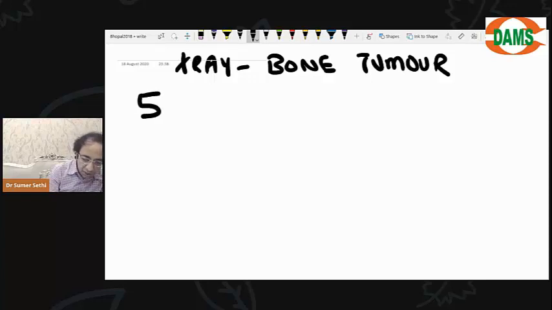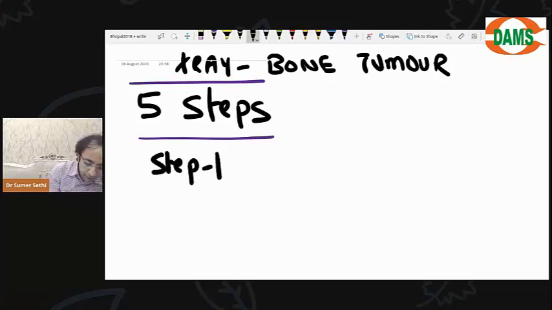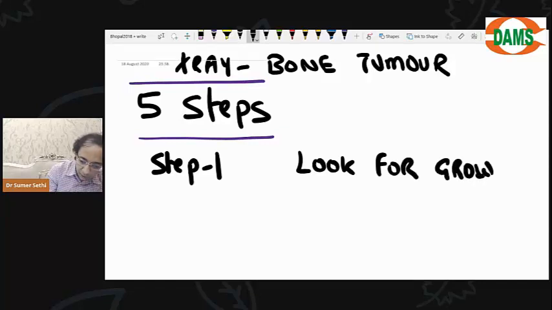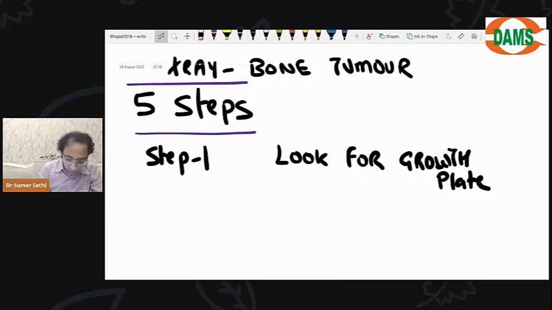There are 5 steps to look at an X-ray of a bone tumor. Step number 1. Step number 1 क्या है बताओ बच्चे? Step number 1 is, please look for growth plate. Okay. Step number 1, look for growth plate.